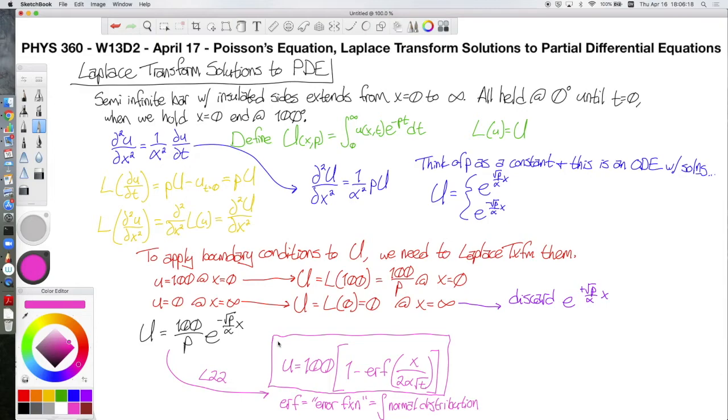Now there is more stuff in this section of the textbook that we're not going to cover. It's all about integral transform solutions to partial differential equations, and we just did the Laplace transform. There are also Fourier transform solutions to partial differential equations that we simply don't have time to get to today.